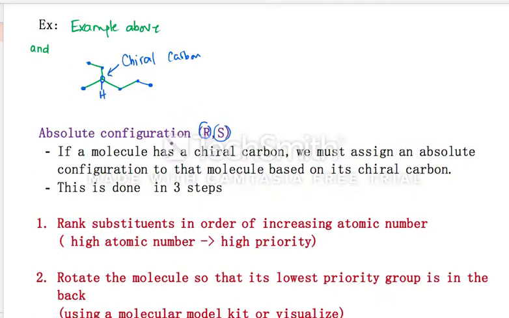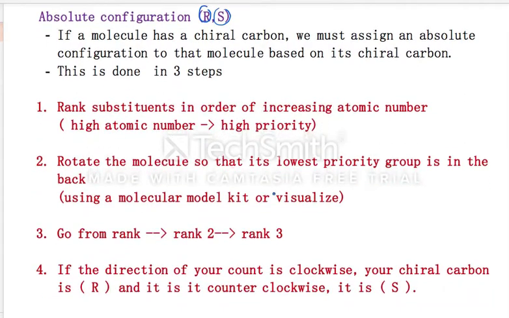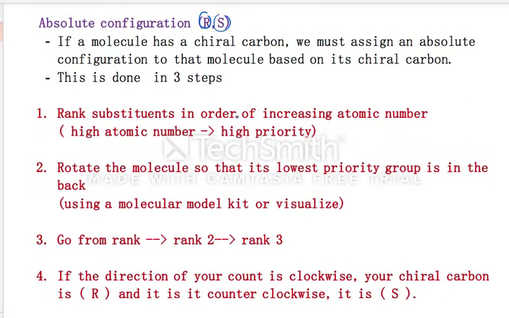Now, if a molecule has a chiral carbon, to reiterate, we must assign an absolute configuration to the molecule based on this chiral carbon. And this is done in 3 steps. The first step is to rank the substituents in order of increasing atomic number. High atomic number means high priority. Then you rotate the molecule so that its lowest priority group is in the back.